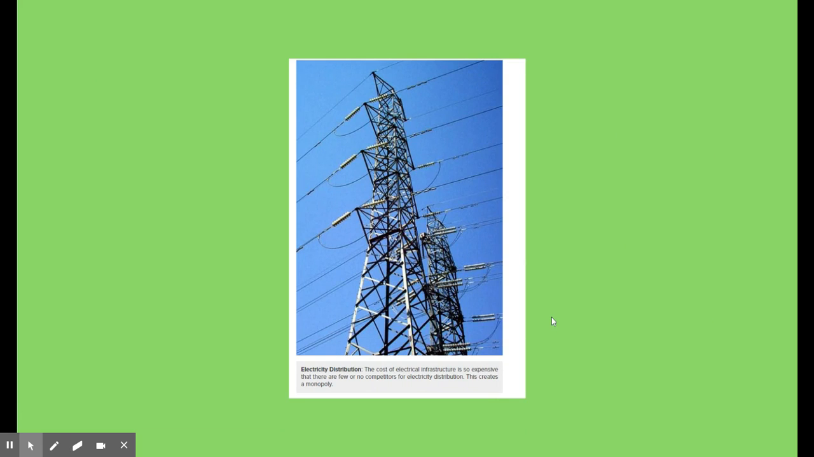Electricity distribution. The electrical infrastructure is expensive. And so there are few or no competitors for electric distribution. And this will sometimes create a monopoly unless people come together and create a cooperative, especially for rural areas, to introduce their own competition. And the government has tried to make sure there is more competition, but that doesn't always work out all the time because it's extremely expensive for an industry to get into.